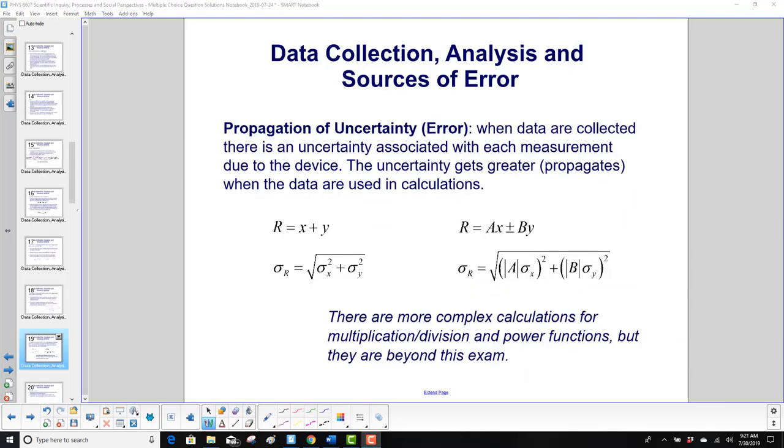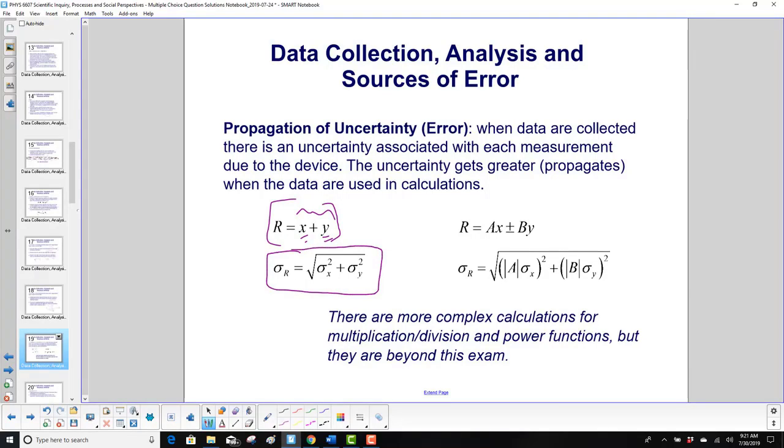There's another concept, which is propagation of uncertainty, or error. When data are collected, there's an uncertainty associated with each measurement due to the device you're using. This uncertainty will get greater, and the other word for that is propagates, when the data are used in calculations. So let's say we're trying to find R, where it's the sum of 2 different measurements. You have an uncertainty associated with each one of these, kind of like an error, and we're going to call that sigma x and sigma y. To find our new uncertainty, because there's uncertainty in both of these, this is the equation.